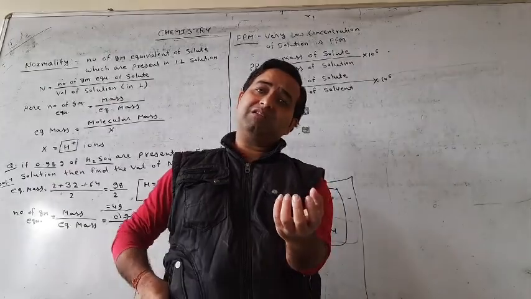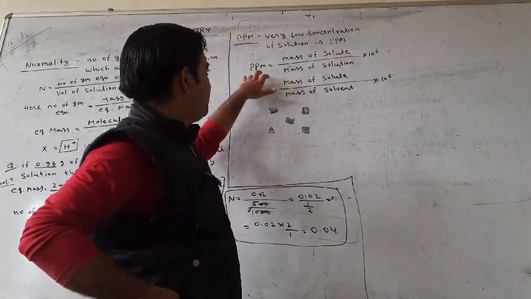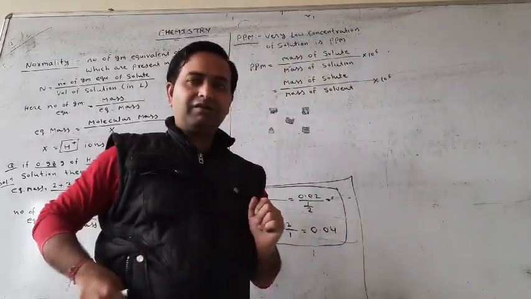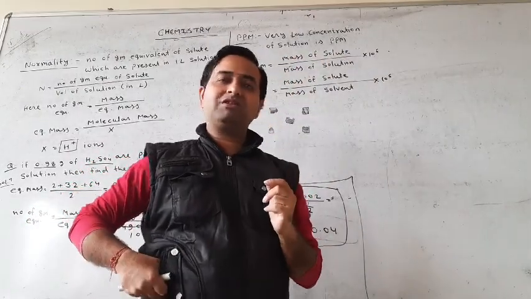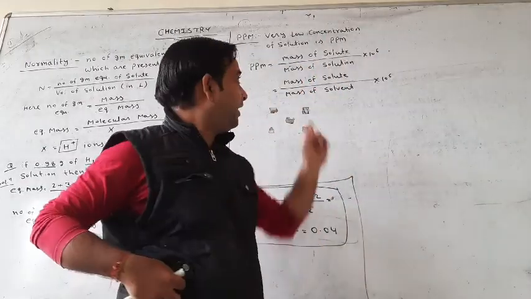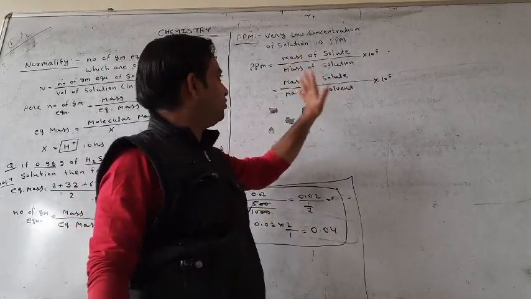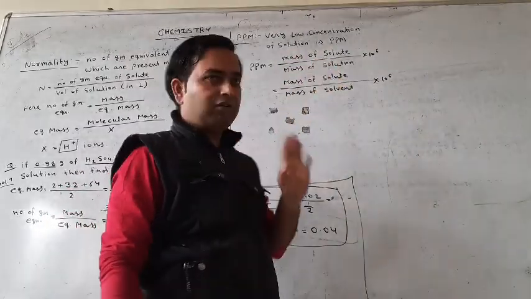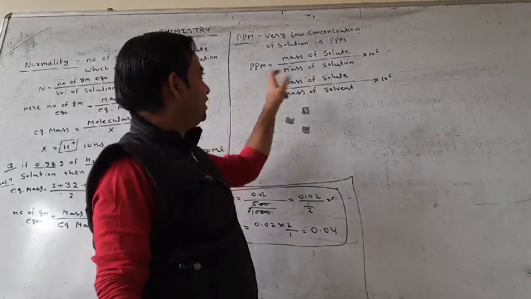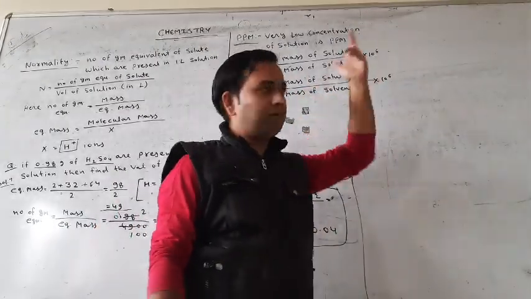how can you calculate the concentration? To calculate the concentration, we use ppm is equal to mass of solute, that is given in the question, divided by mass of solution into 10 raised to power 6. If the mass of solution is not given, then the formula is mass of solute divided by mass of solvent into 10 raised to power 6.